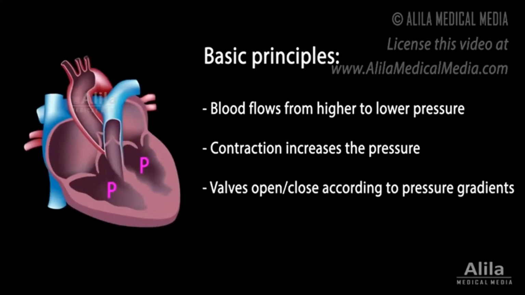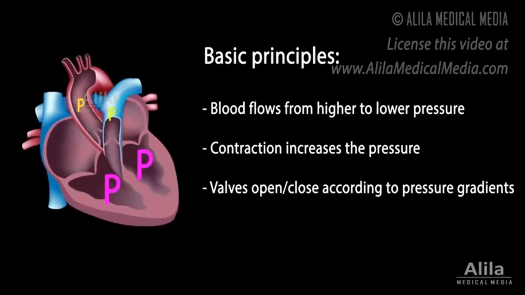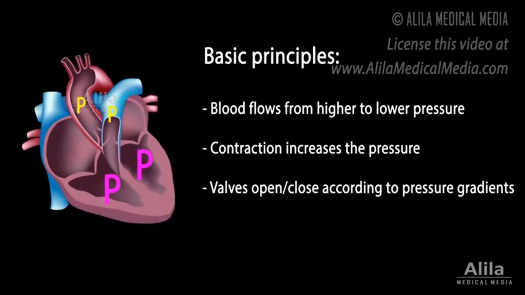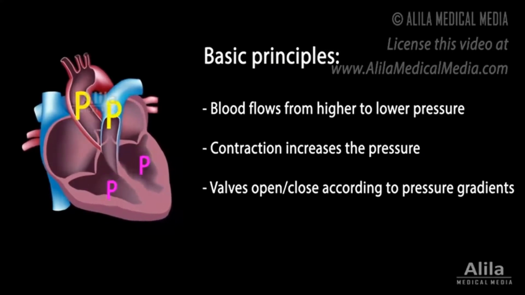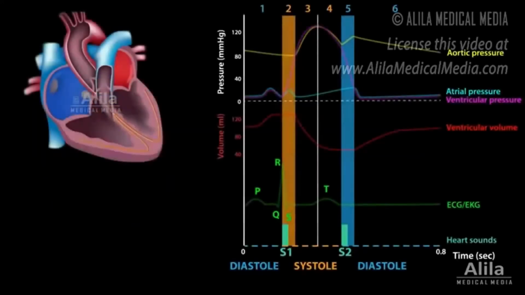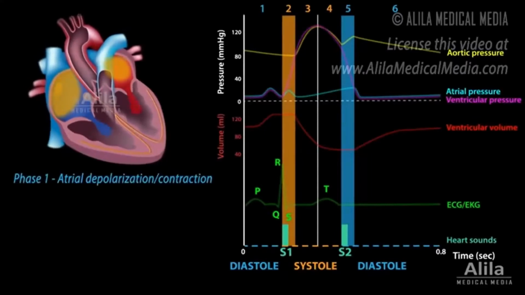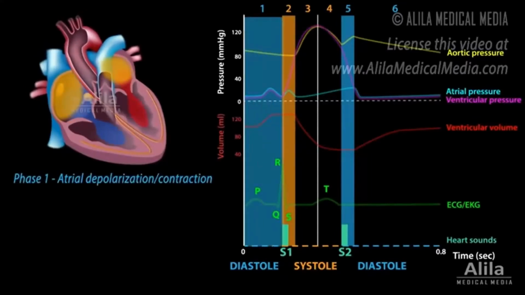AV valves open when atrial pressures are higher than ventricular pressures and close when the pressure gradient is reversed. Similarly, semilunar valves open when ventricular pressures are higher than aortic and pulmonary pressures and close when the reverse is true. The cycle is initiated with the firing of the SA node that stimulates the atria to depolarize. This is represented by the P wave on the ECG.